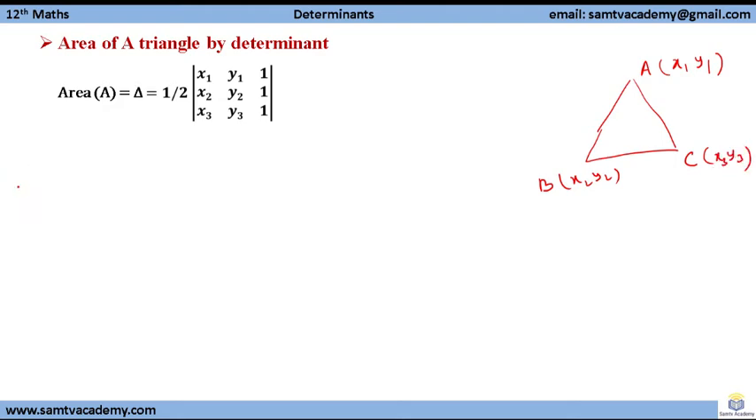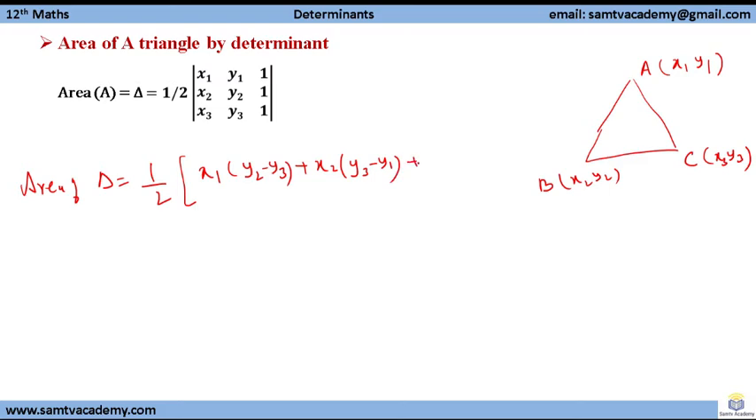So you know the formula that the area of a triangle is 1 by 2 into x1 (y2 minus y3) plus x2 (y3 minus y1) plus x3 (y1 minus y2). This is the formula of a triangle to find its area.